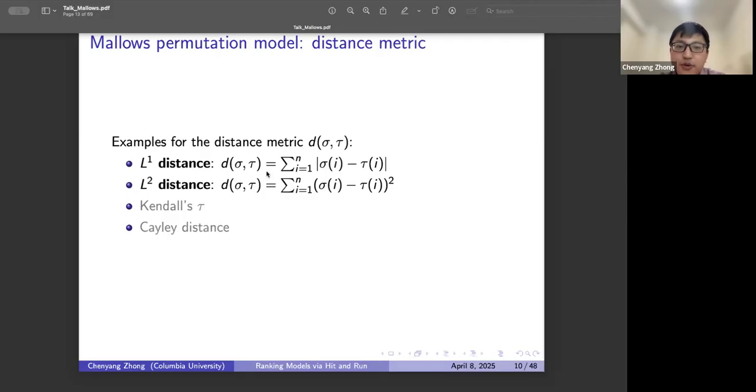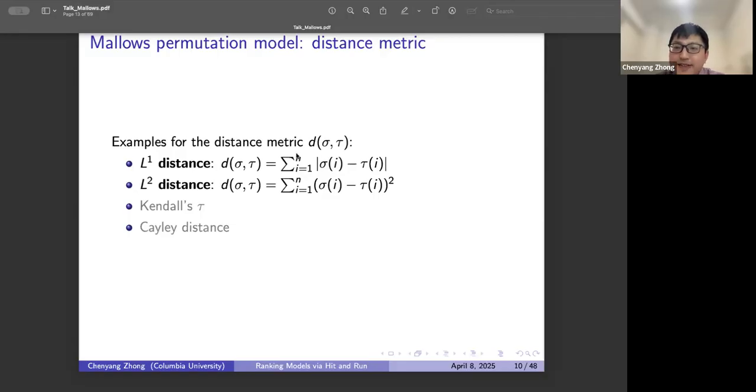So the L1 distance between two permutations, sigma and tau, is defined as the sum from i equals 1 up to n of the absolute difference between sigma i and tau i. This can be viewed as writing sigma and tau in the form of two n-dimensional vectors. The first vector would be sigma 1 up to sigma n, and the second vector would be tau 1 up to tau n. And if you consider the L1 distance between the two vectors, you get exactly this form.